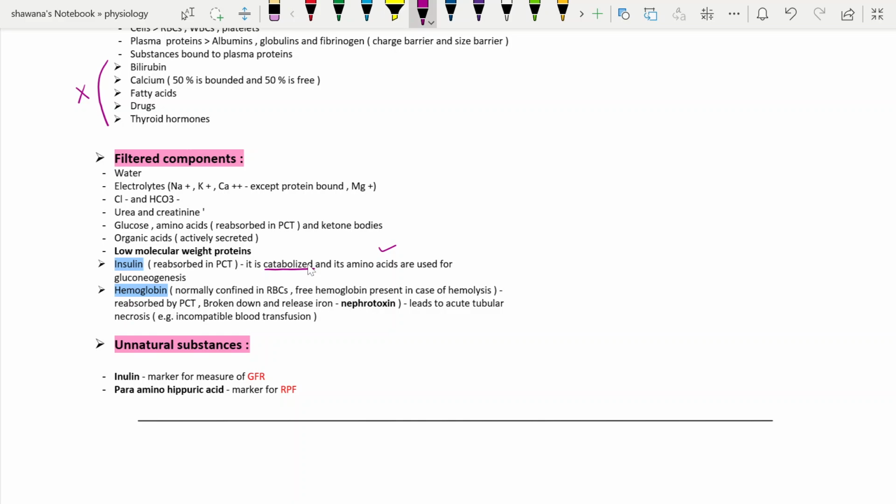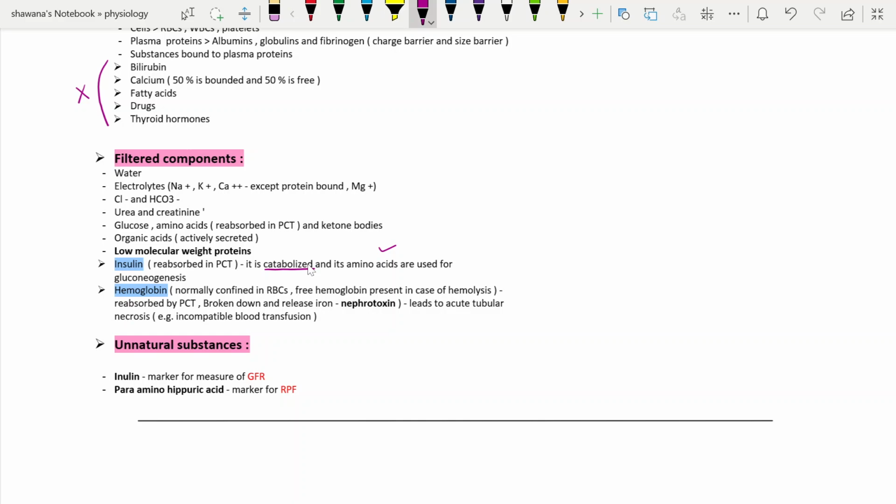There are two organs in the body that regulate gluconeogenesis. First is the liver and second is the kidneys. The second low molecular weight protein is hemoglobin. Hemoglobin is normally bound to RBCs and is not released because it is nephrotoxic.